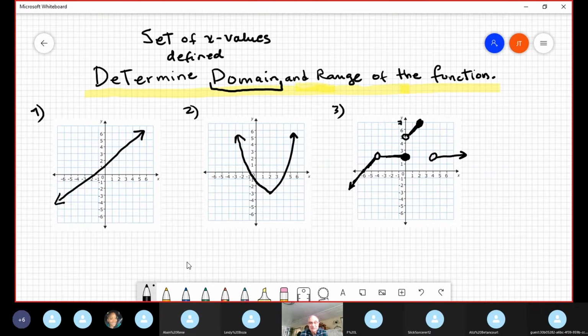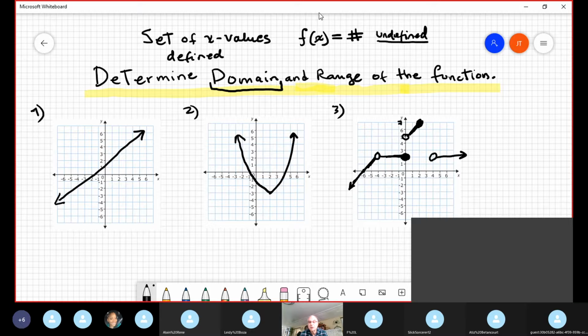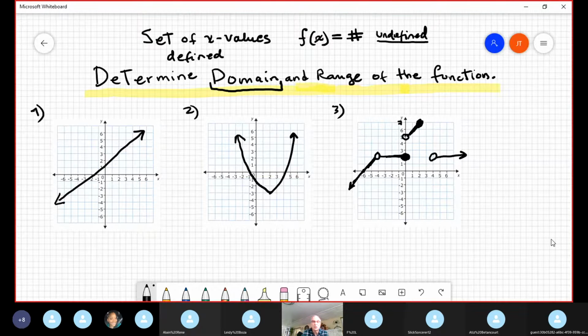To be defined means that when you plug in any value here, you get a number. Because another possibility is that you get nothing because it's undefined. Undefined is nothing. It's no solution. It's the word that mathematicians created. No value. Okay, so it's super easy.